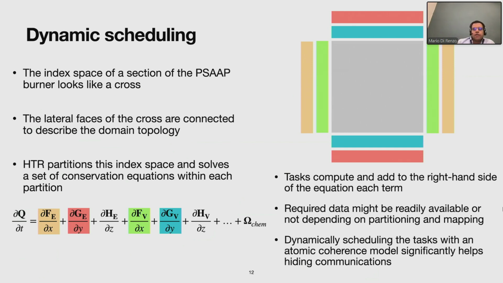Now, the dynamic scheduling that Legion performs of the tasks is actually helping a lot in achieving performance with this kind of problem, because we can easily apply an atomic coherence model across all the tasks that assemble the right-hand side of the conservation equation, allowing Legion to shuffle these tasks and perform the operations that have the data ready before other tasks that maybe need to wait for communications. And this helps significantly in hiding communication overheads.